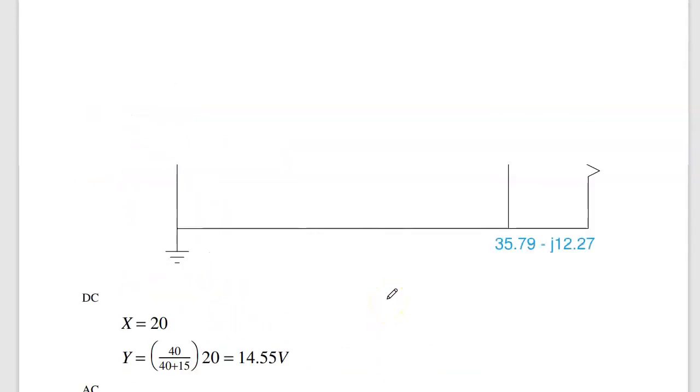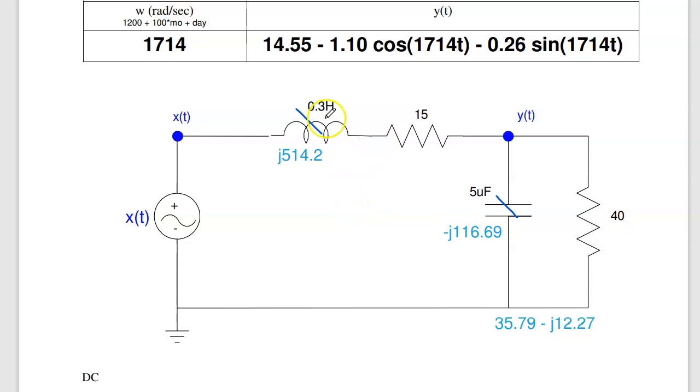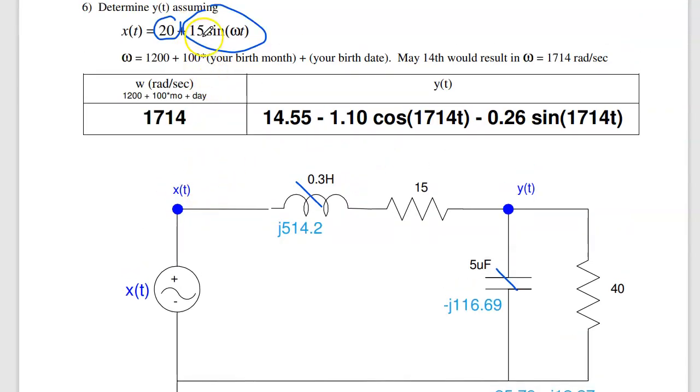For the AC term, convert the source to a phasor. This is 15 sine, so this is going to be 0 minus j15. Again, 0 cosine, 15 sine. The inductor becomes j omega L, j514. Capacitor, 1 over j omega C, minus j116. Put these two in parallel, I get 35 minus j12.